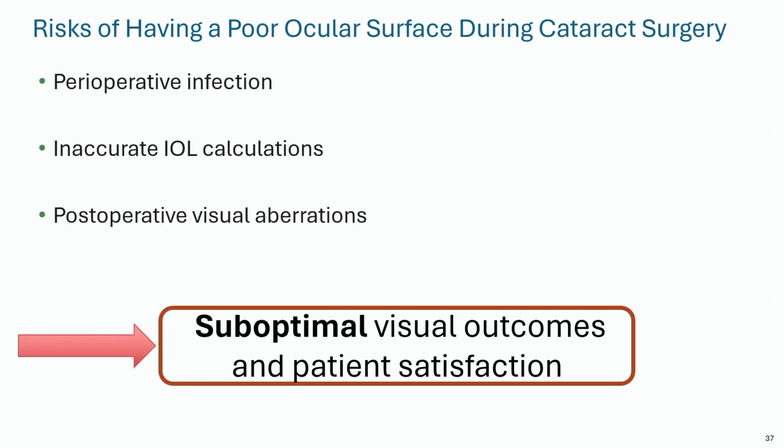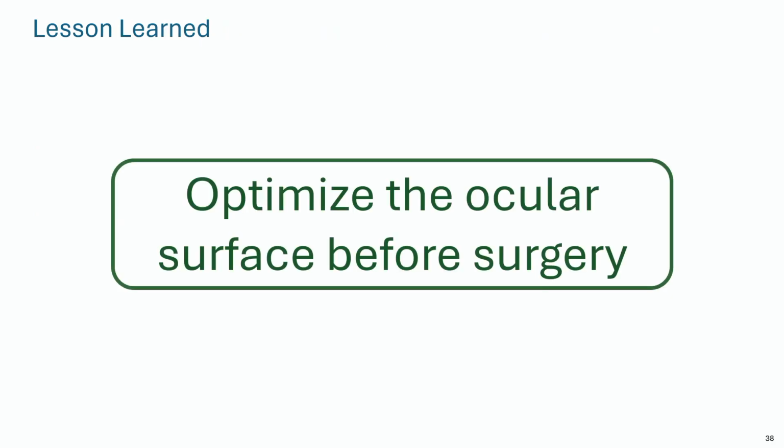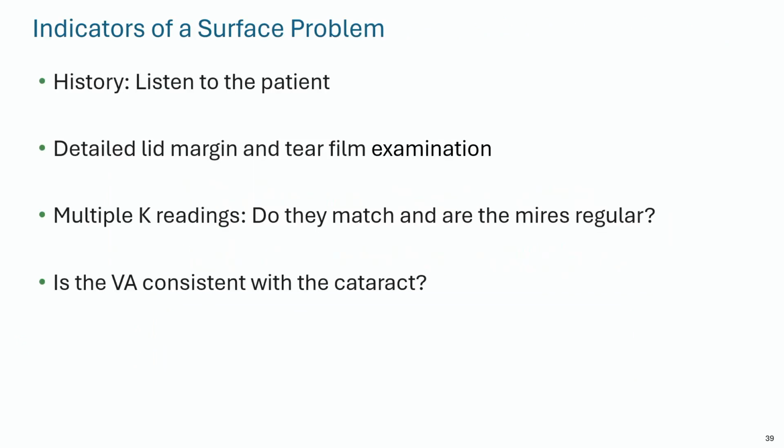So what are the risks of having a poor surface prior to cataract surgery? And I always like to talk about 3 things. The obvious one, we know, perioperative infections. But number 2, inaccurate IOL calculations, which you just saw. We would have had a disaster had we used that lens. And then number 3, the one that people tend to forget about, is the postoperative visual aberrations. So I have a patient like this, they get their multifocal lens and they're happy in week 2, and then gradually they stop taking care of their surface and they're miserable. So this is an ongoing thing. Suboptimal visual outcomes and patient satisfaction. These are the risks. So the lesson learned: you need to optimize the surface before surgery.